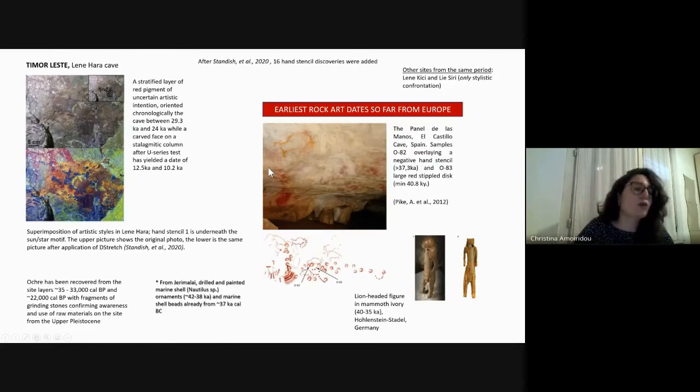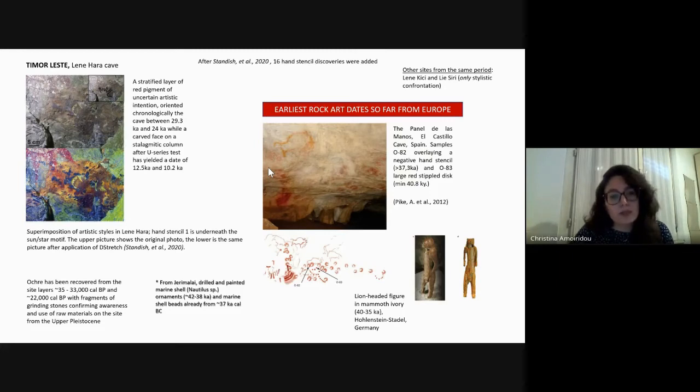Thank you. Then we go to Timor-Leste, the southeastern tip, where we have the older phase of Lene Hara Cave. From Lene Hara Cave in 2020, we had a publication with the addition of 16 hand stencil discoveries, which were added to two others that were already known.